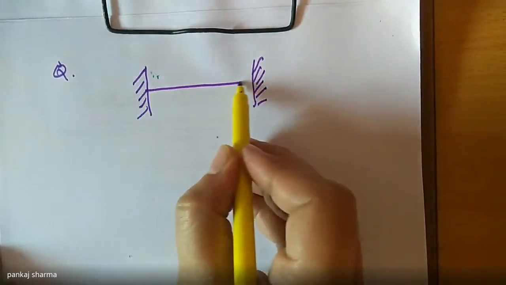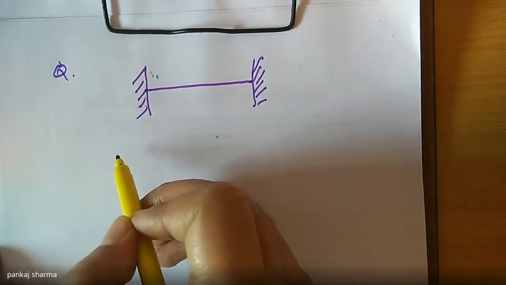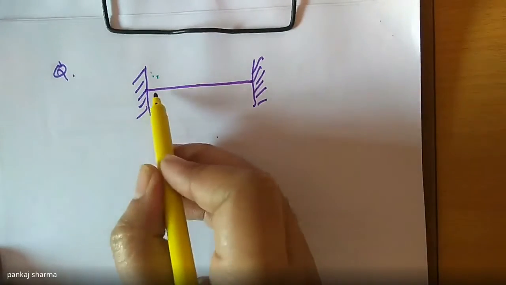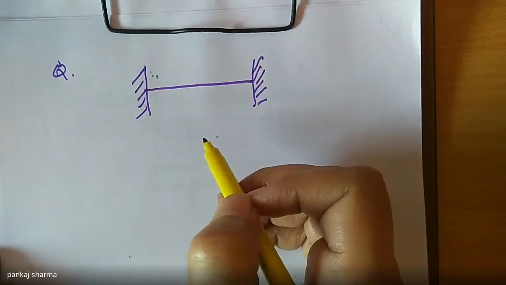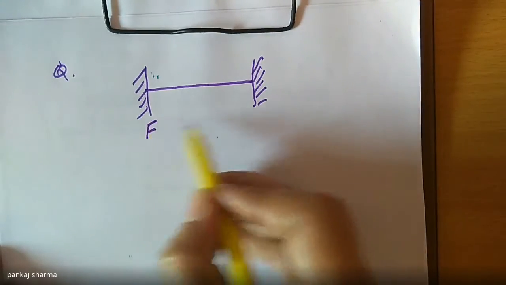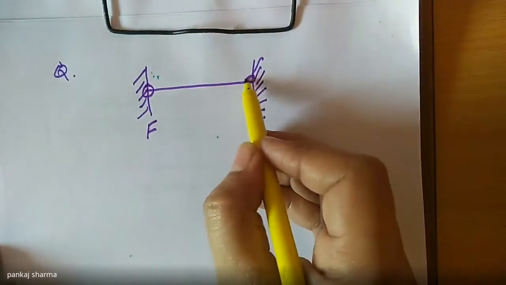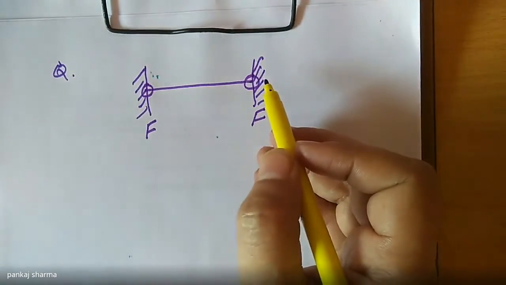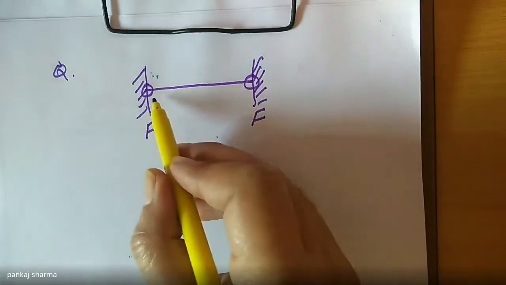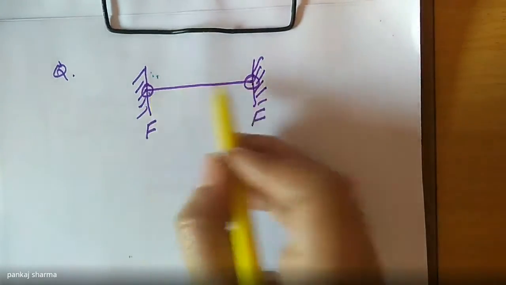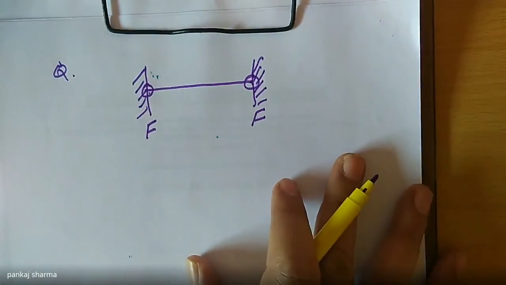It looks like a cantilever beam, but it is not a cantilever beam, it is a fixed beam. Both sides are clamped. If one side is clamped and the other side is free, that is called a cantilever, but this beam is fixed at both ends.